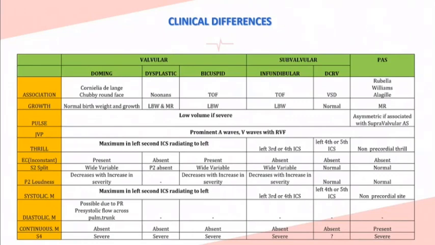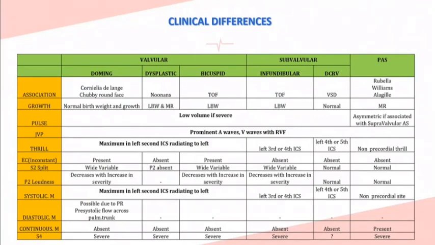And coming to ejection click, as described, it is an inconstant pulmonary valvular ejection click. It is seen only with doming and bicuspid pulmonary valves, and it is absent with the dysplastic valve as the valve leaflets are barely mobile, and it is also absent in infundibular obstruction, DCRV, and peripheral artery stenosis. And coming to the split of the second heart sound, it is wide and variable in almost all the types, except for dysplastic valve where P2 itself is absent because the valve is barely mobile.